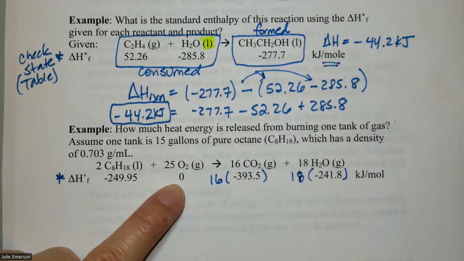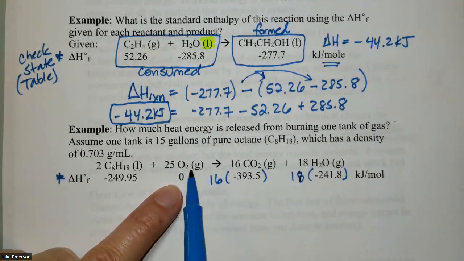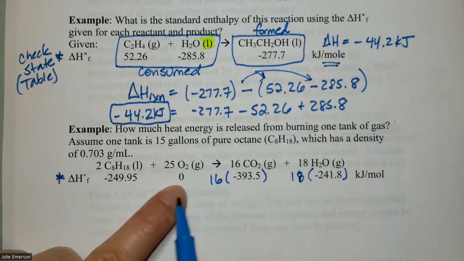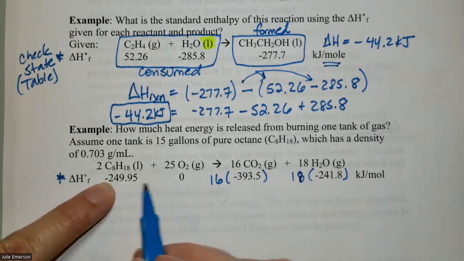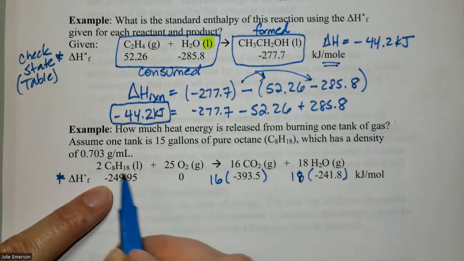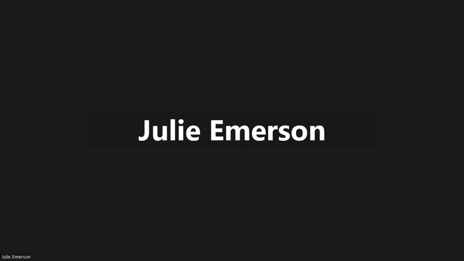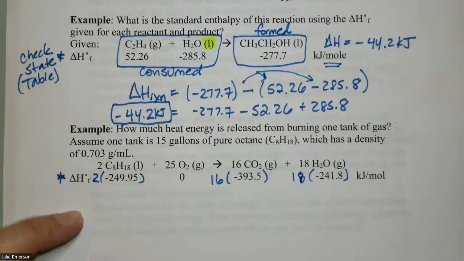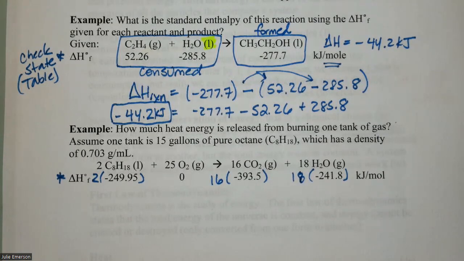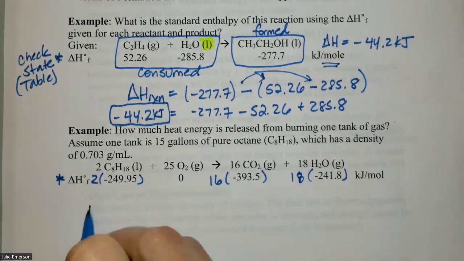Oxygen is a 0, so it doesn't matter what the coefficient is. And that's like what we talked about. Any element in its standard state will have 0 for the heat of formation. And then for the octane, we've got 2 of those. So I just want to make sure and multiply that by 2, the 249.95. All right, so if you want to do it where you have products minus reactants, because that's what the formula says, let's do it that way.